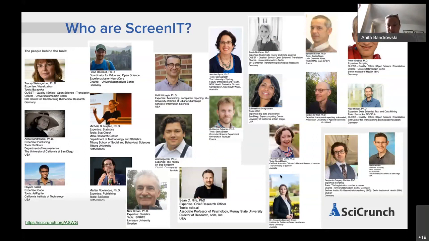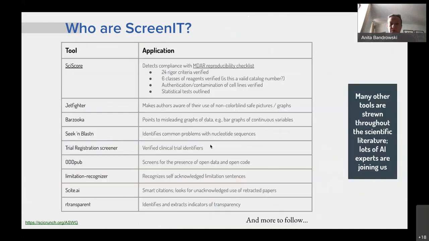You actually have Amanda Capes-Davis from ICLAC, and there are some meta-researchers here, Michele from StatCheck, and a whole bunch of others. So the tools that we're currently using to actually screen all of the COVID preprints are, of course, SciScore, which you already heard about, but there's a whole slew of others.